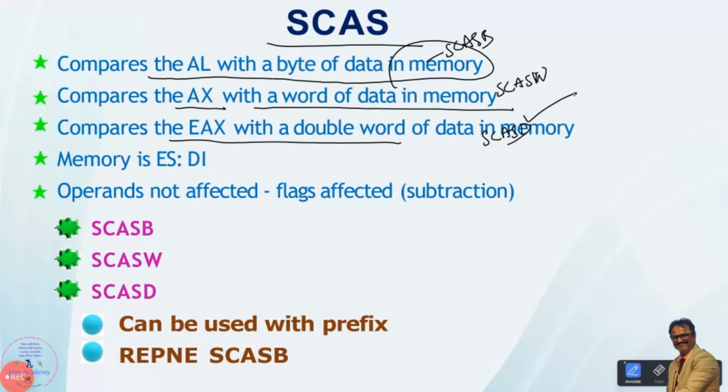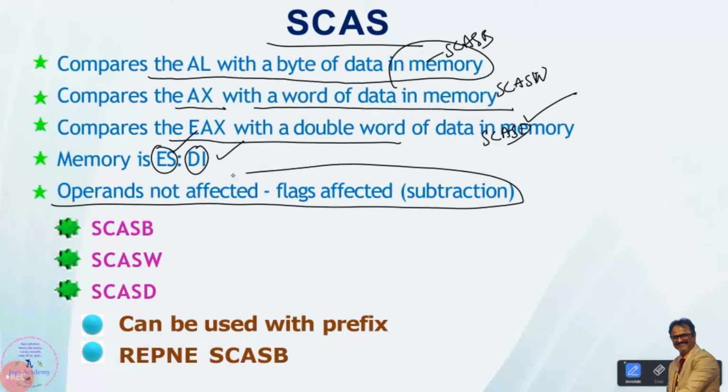But what should the pointer be here? The memory pointer should be in the DI register, in the extra segment. This is very important. Operands are not affected, but the flag register is definitely affected. The three different versions are SCAS B, SCAS W, and SCAS double word.